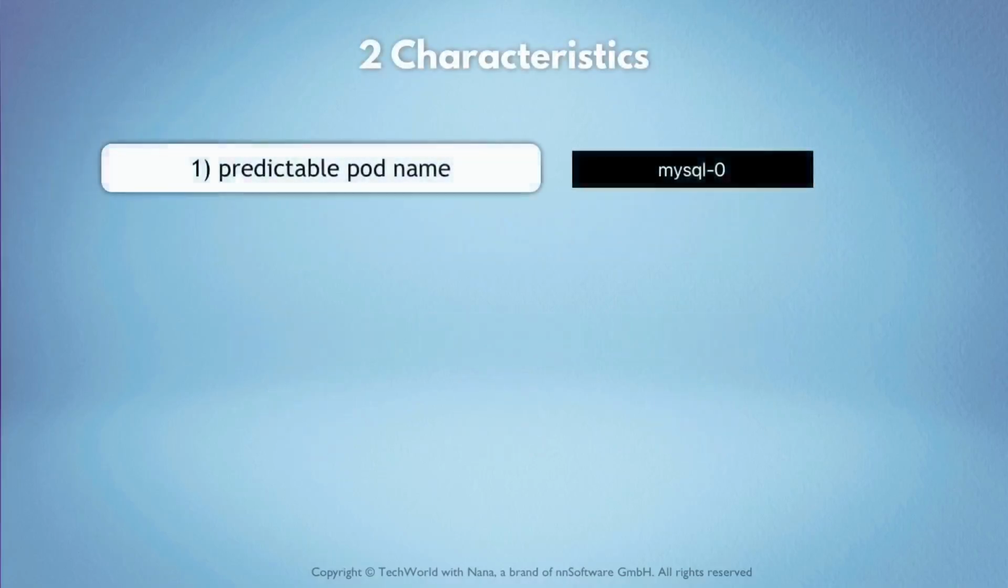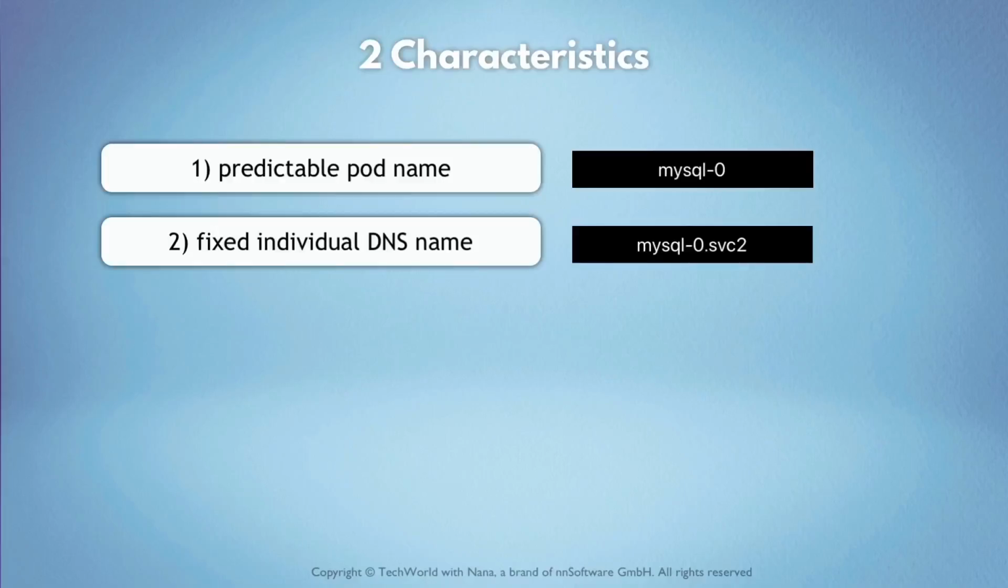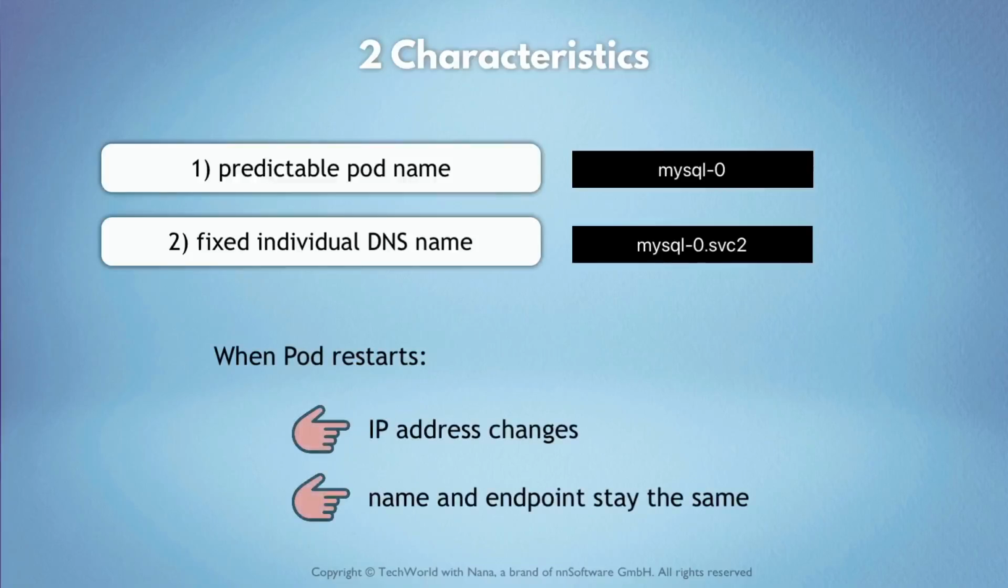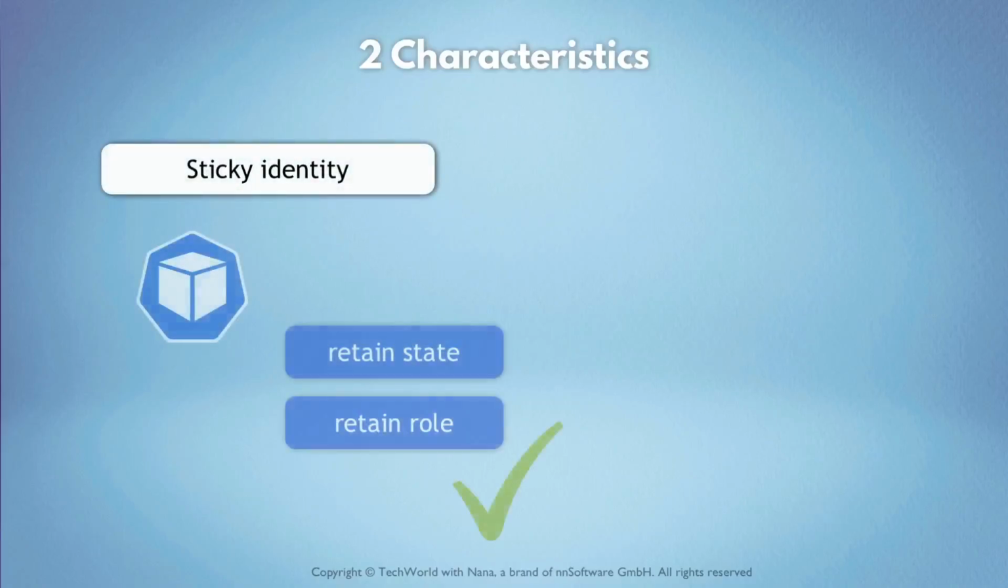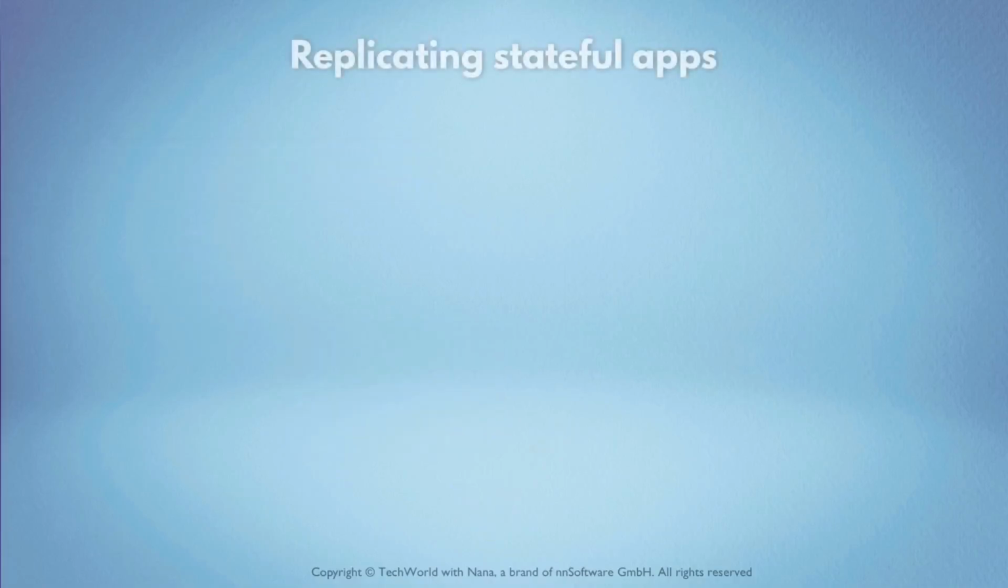So these two characteristics, meaning having a predictable or fixed name as well as a fixed individual DNS name, mean that when a pod restarts, the IP address will change, but the name and endpoint will stay the same. That's why I said pods get sticky identities, so it sticks to them even between restarts. And the sticky identity makes sure that each replica pod can retain its state and its role even when it dies and gets recreated.